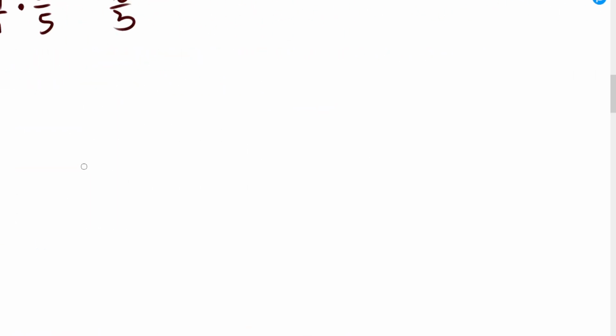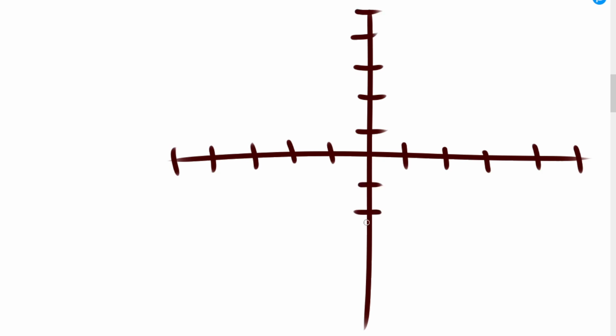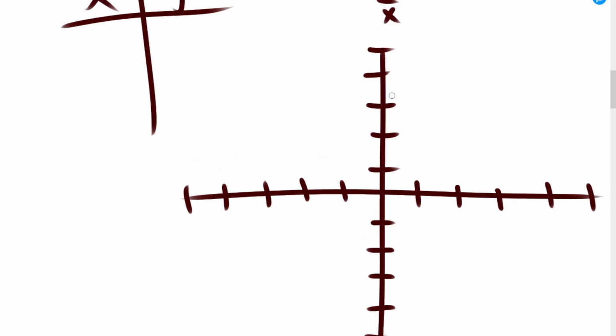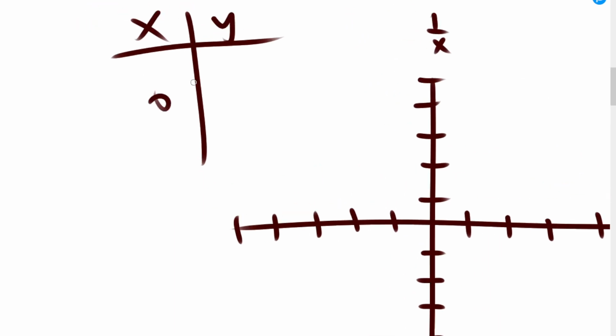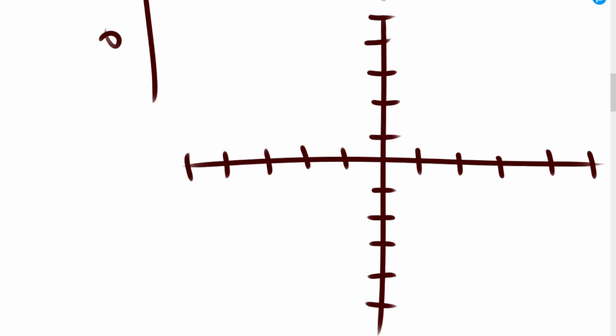Let's talk about a rational function. So we've got our little graph here. And we have a little table of values. We have x and y, and we have 1 over x. Now, when x equals 0, we have a problem. So we can't have anything when x equals 0. This doesn't work. This is not allowed.